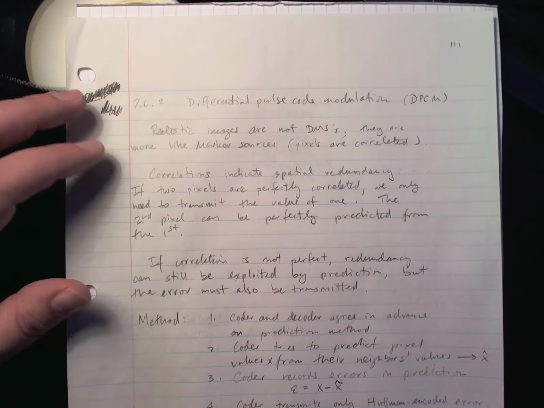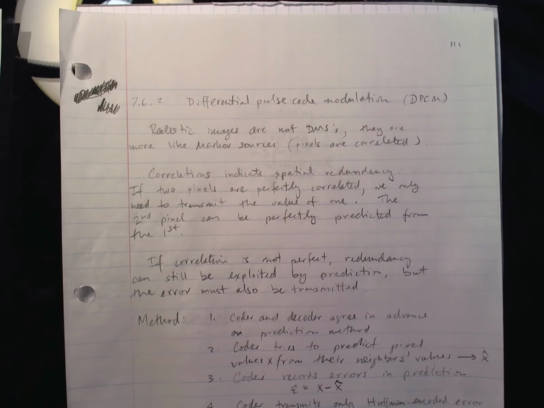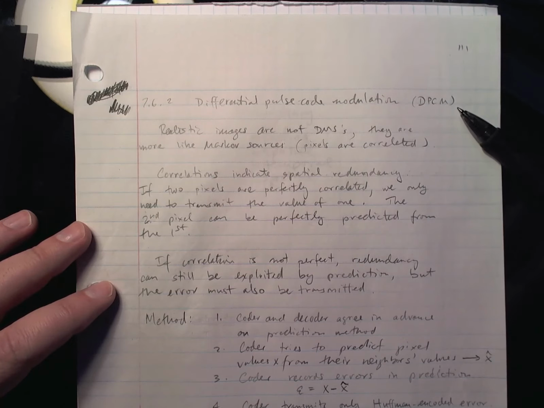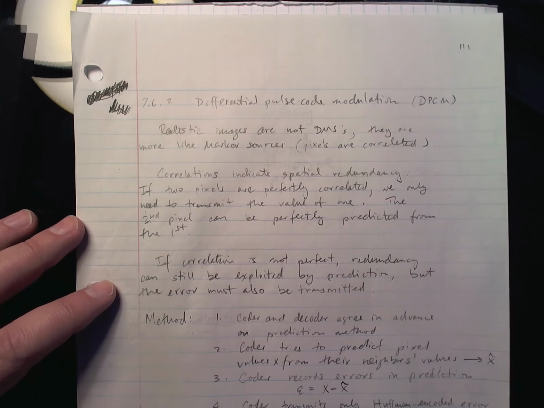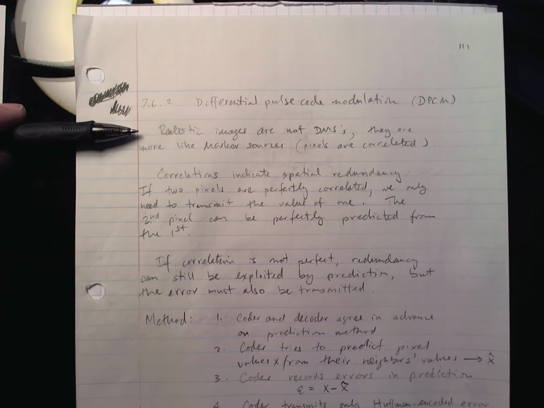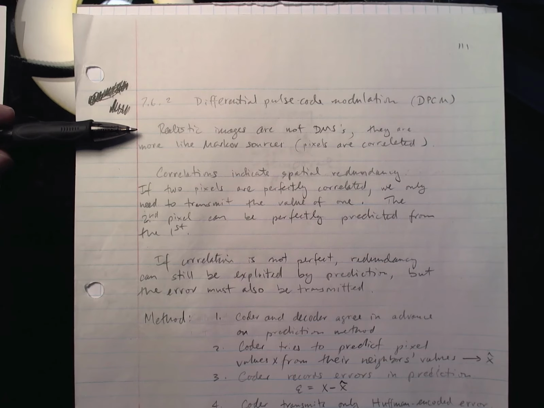So this is section 7.6.2, Differential pulse code modulation, or DPCM. The idea here is that realistic images are not discrete memoryless sources. That means the pixels are not all independent of one another. If they were, the picture would just look like noise.